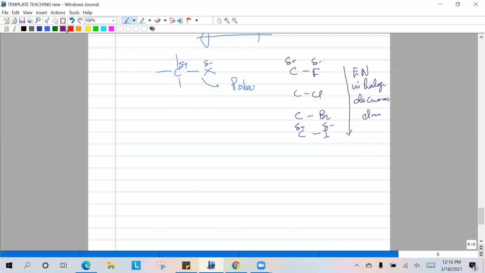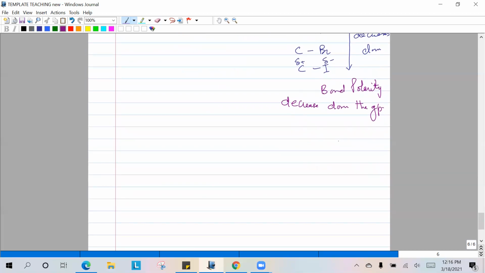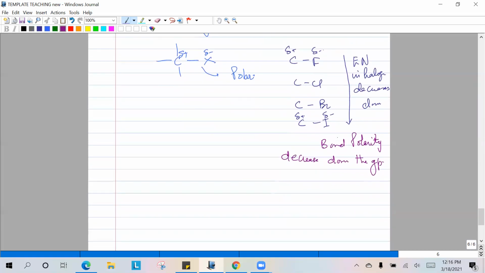So what we need to know is that the bond polarity decreases down the group. The bond polarity will keep on decreasing down the groups. That is one important thing about all haloalkanes. Now, what type of interactions will be there?